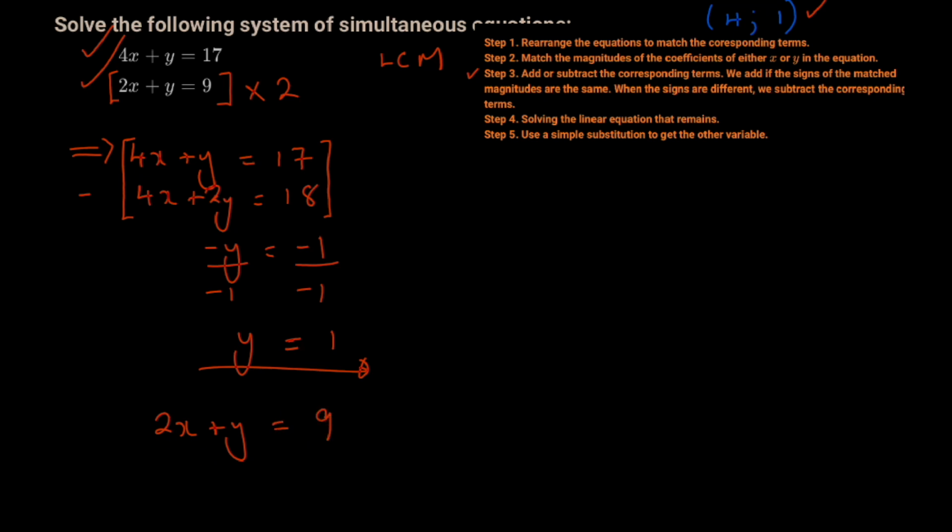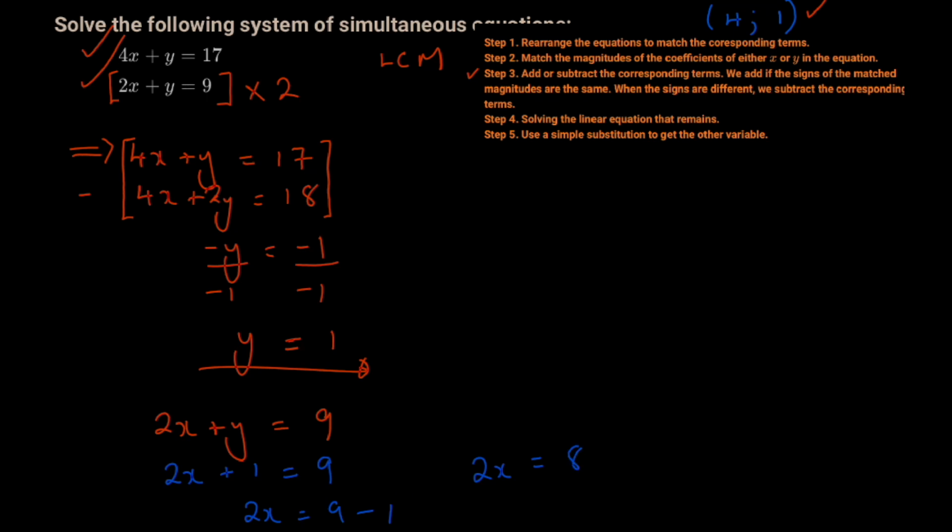So here what we're going to do is substitute the value of y, because we know the value of y already. We're told that it's 1. So here you'd be having 2x plus 1 equal to 9. So you'd be having 2x equal to 9 minus 1. Then you'd be having 2x equal to 8.